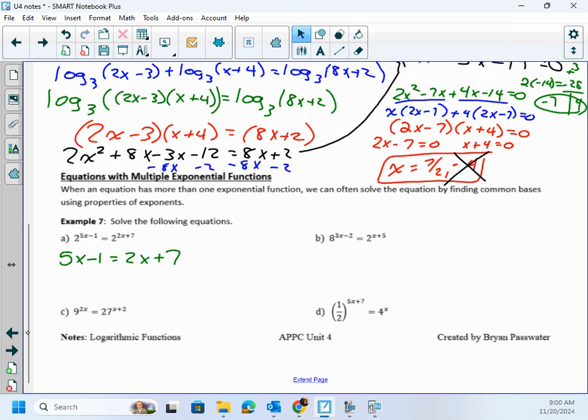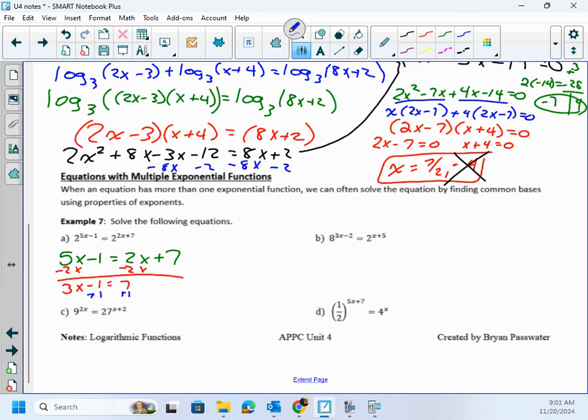Here's the joy of exponential form. If it started in exponential form, you don't have to check any of your values. You don't check solutions. Every solution is valid. So, minus 2x, 3x minus 1 equals 7. Plus 1. So 3x equals 8. x equals 8/3. Great.